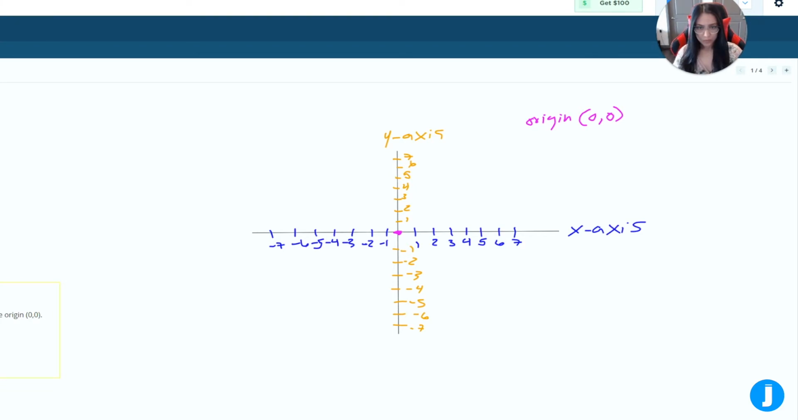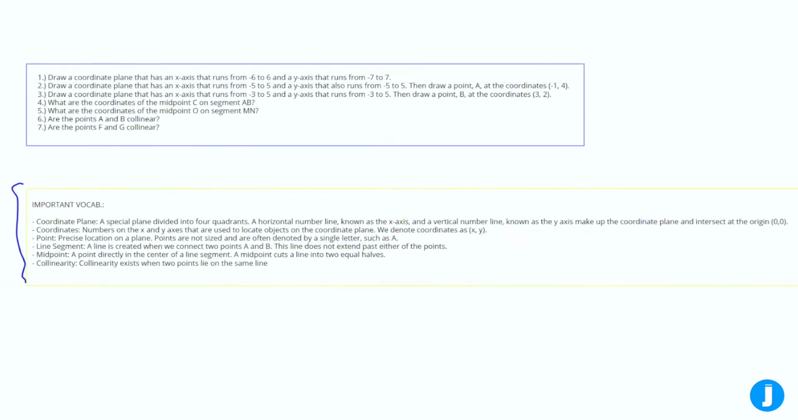And to start off, let's go ahead and talk about some important vocabulary that we have to know in order to do these problems. So if you look down here in the yellow box, you'll see that we have some important vocabulary like a coordinate plane, coordinates, points, lines, midpoints, and collinearity. And we're going to talk about what that means.